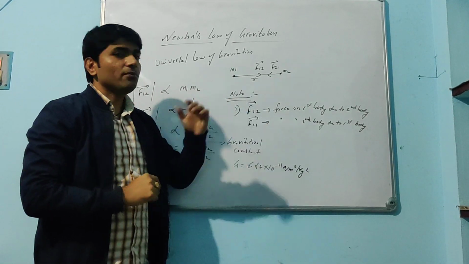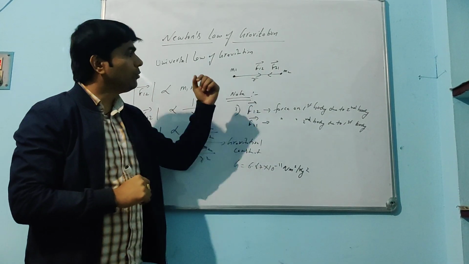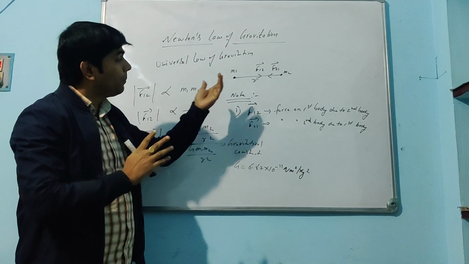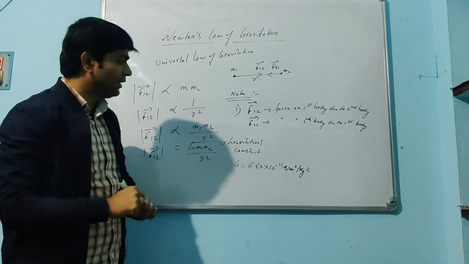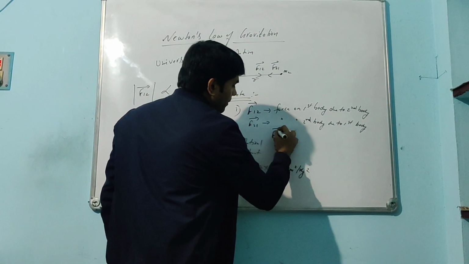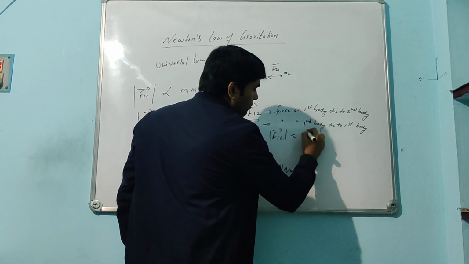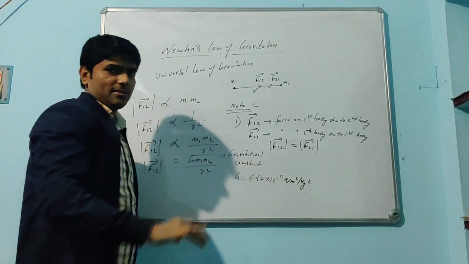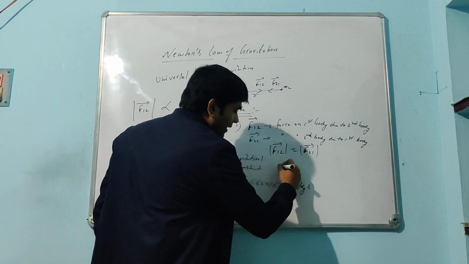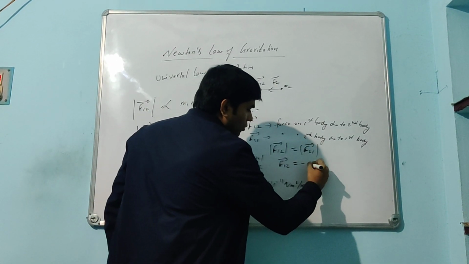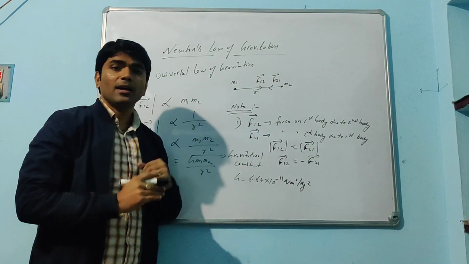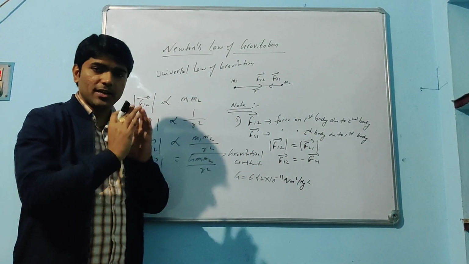So from here we can see that F12 and F21 are both in opposite directions. Magnitude wise both are the same. I can write here that the magnitude of F12 is equal to F21. Both magnitudes are the same, but their direction is opposite. Meaning I can write F12 vector is equal to minus F21 vector. Magnitude wise they are the same and direction wise they are opposite.